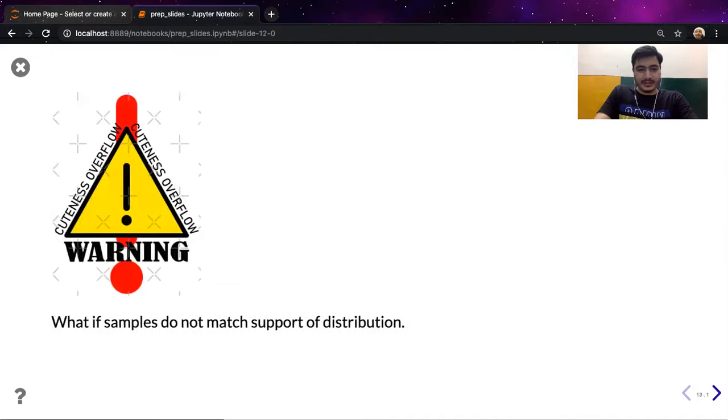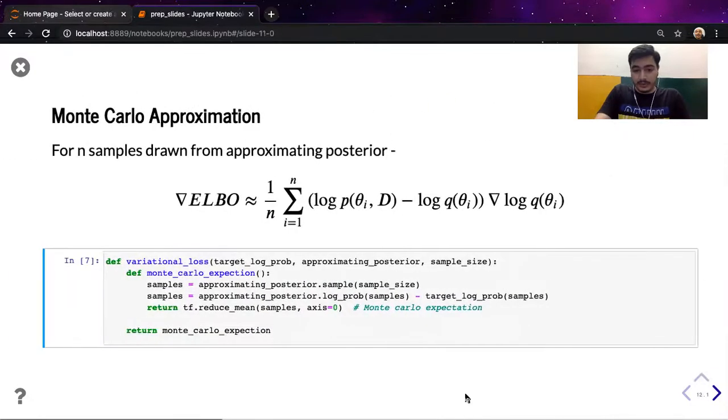Let's proceed ahead, but there is a warning. It's looking all good. We are working on building the right things. We have computed the samples and calculated their probabilities. But one good question to ask is, what if a particular sample is not able to match the support of the distribution? Then we'll not be able to compute the correct log probability here.